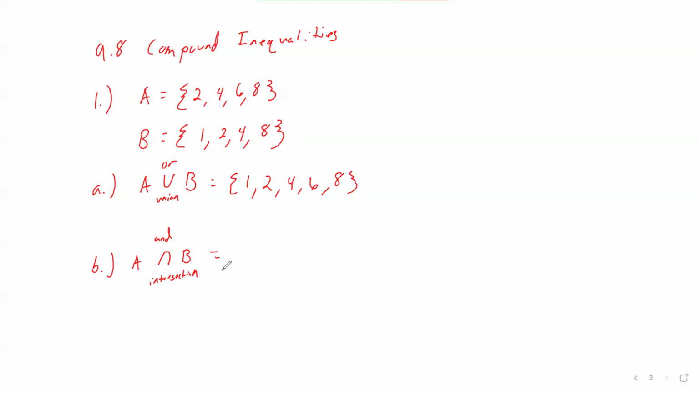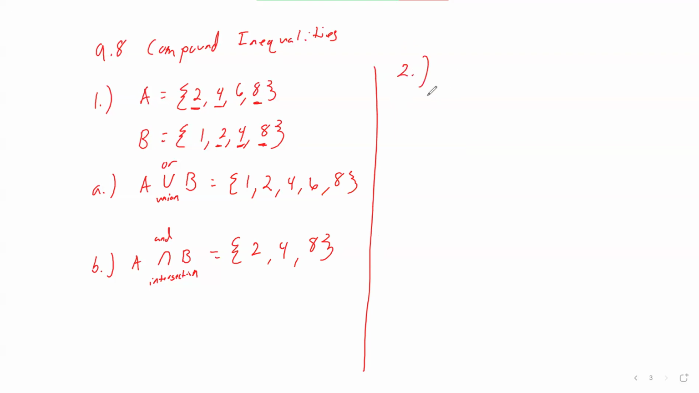For an and, they have to be in both sets. So I notice they both have a 2. So this would be 2. They both have a 4. So then it'll be 4, and they both have an 8. Therefore, or is all of the numbers, and and is only the ones that they both fall into. All right. So let's look at another one.